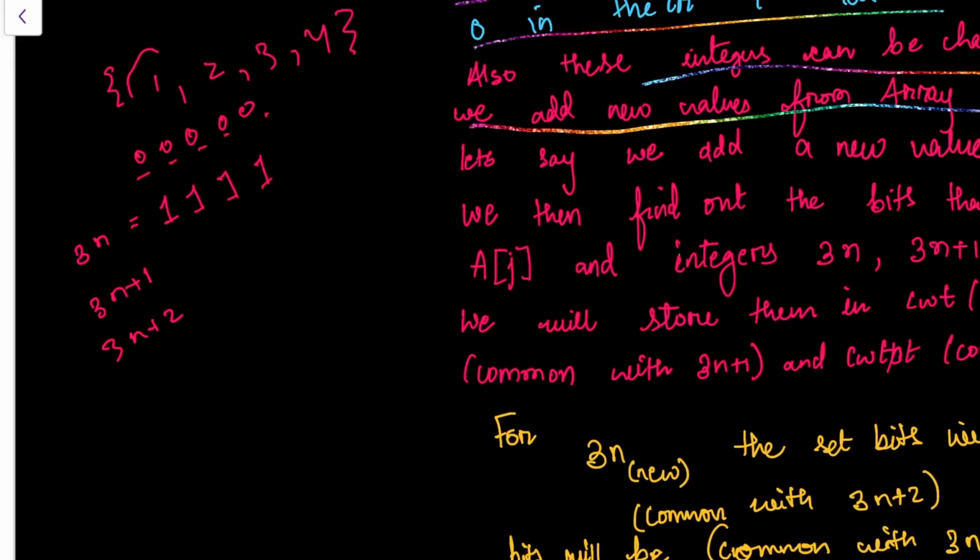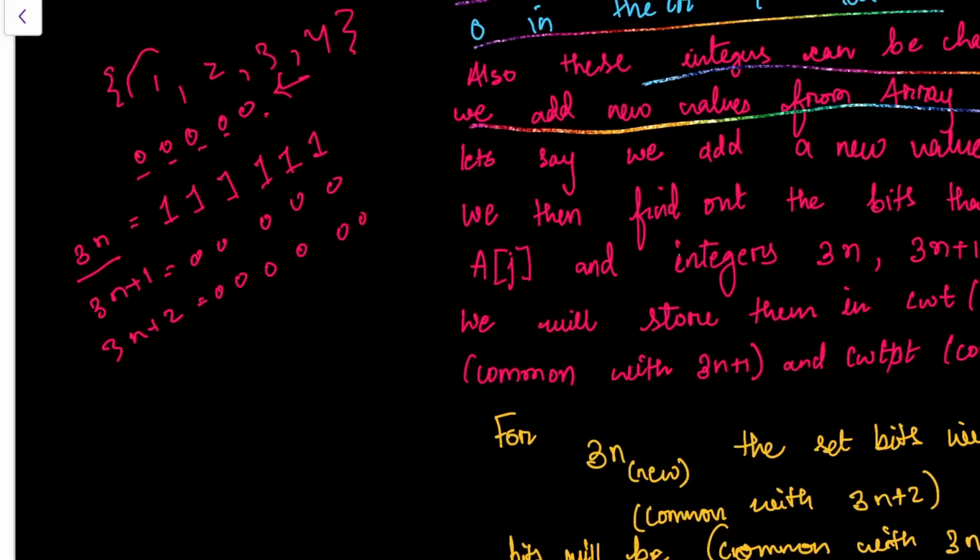Now all these bits are divisible by 0, right? 0 is divisible by 3 also. So they are all divisible by 3, so they all are of the form 3n. So initially all my 32 bits will be of the form 1 1 1 1 1 1. And 3n plus 1 will be all zeros, and 3n plus 2 will also be all zeros, because initially the sum of the bits is all zeros.